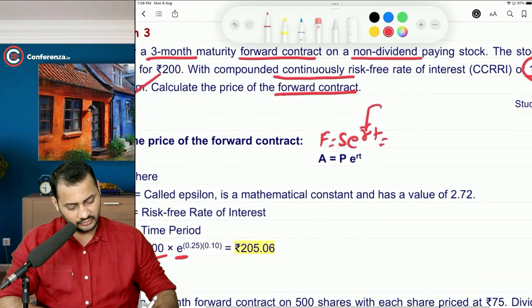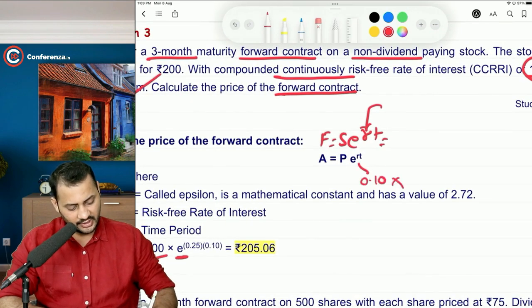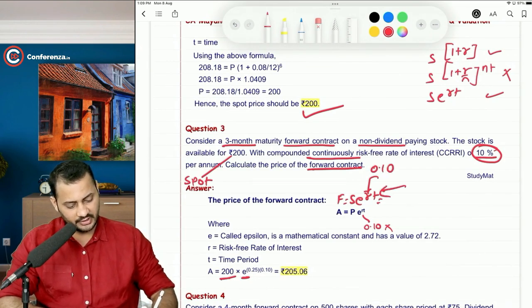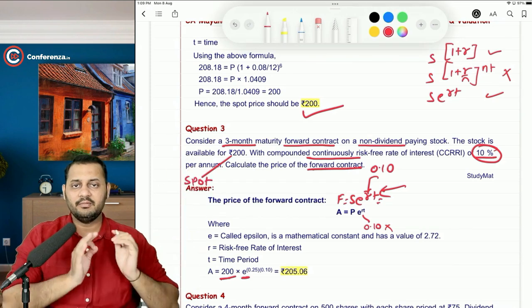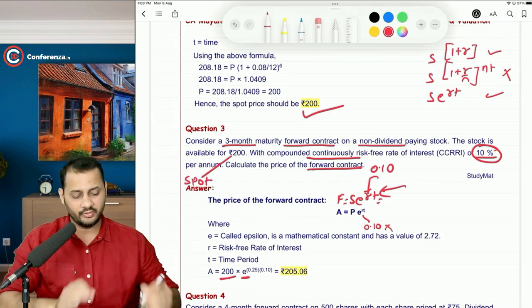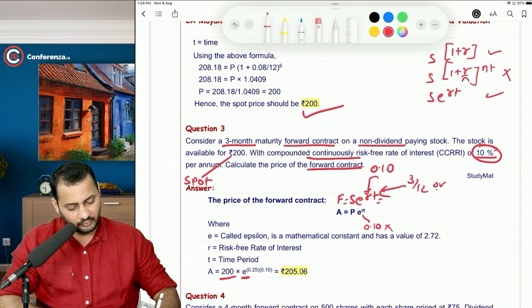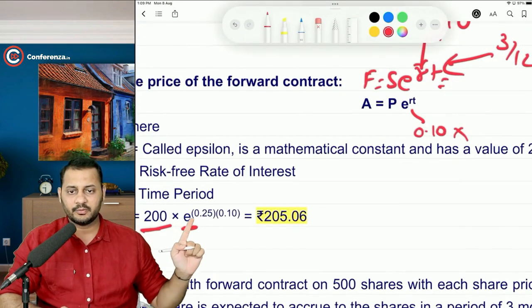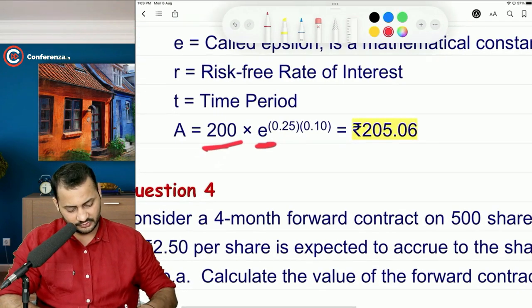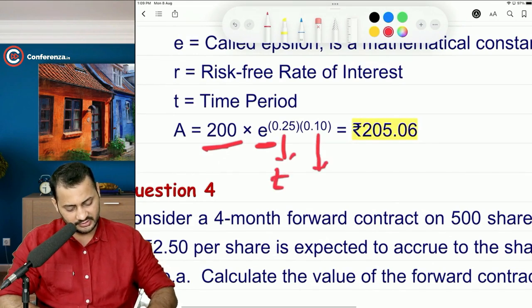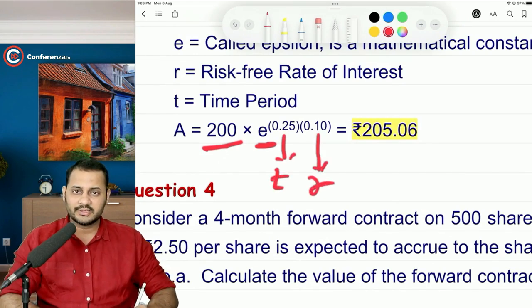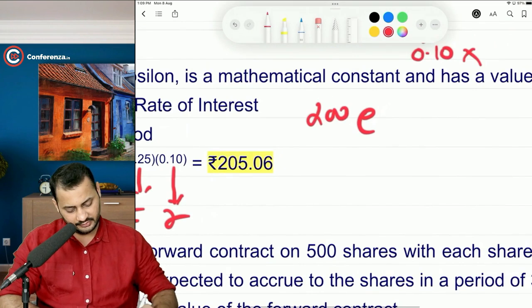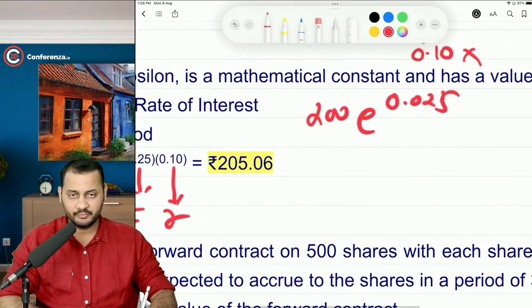10%. So R will be 0.10, and T for time is 3 months. Time in a year, you cannot keep 3. You can keep 3 by 12 or 0.25. Got it? See, 200 into e to the power 0.25 into 0.10. So I will just mention that this is a time and this is a rate. So what is the exact percentage here? 200 into e to the power 0.025, 2.5%.